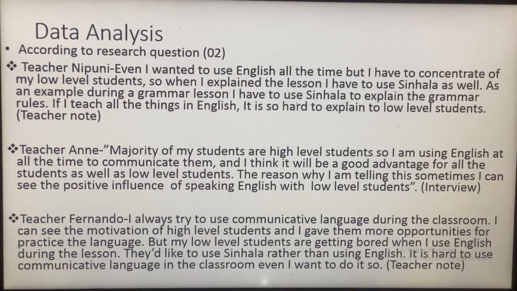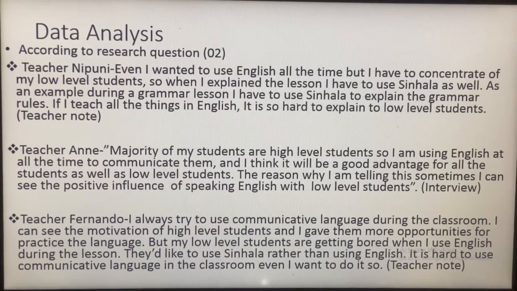According to the research question, teacher Nipuni said, "Even if I wanted to use English all the time, I have to concentrate on my low level students. So when I explain the lesson, I have to use Sinhala as well. As an example, during a grammar lesson, I have to use Sinhala to explain the grammar rules. If I teach everything in English, it is so hard to explain to low level students." This is another trouble in Sri Lanka.